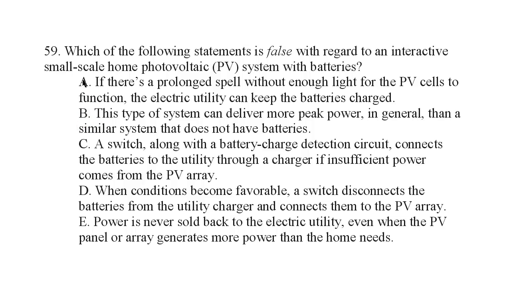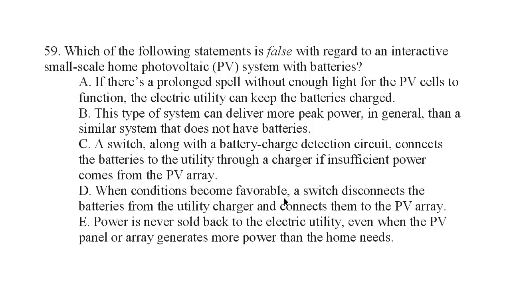Let's look at the others. A: if there's a prolonged spell without enough light for the PV cells to function, the electric utility can keep the batteries charged. Well, that's true. C: a switch along with a battery charge detection circuit connects the batteries to the utility through a charger if insufficient power comes from the PV array. Well, that's true in some systems. Also, it's always true that you'll get the batteries charged either from the solar panels or from the utility. They're always getting a charge adequate to keep them fully charged, but not overcharged.